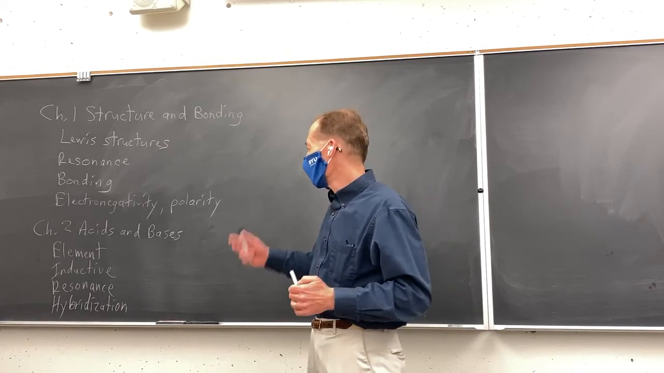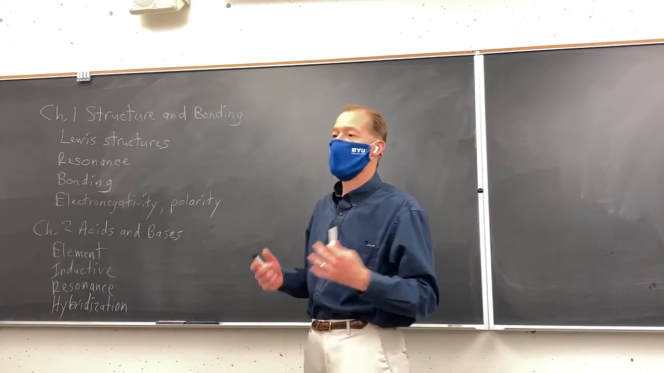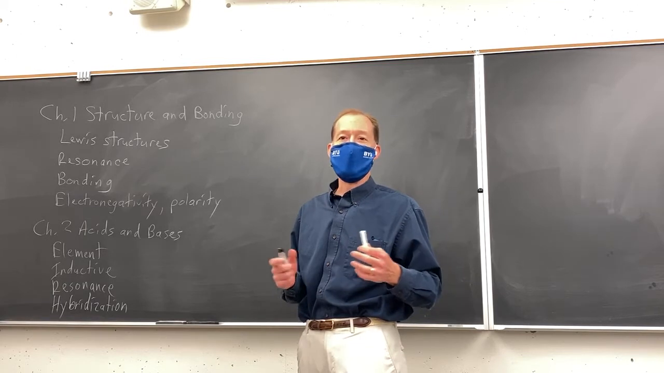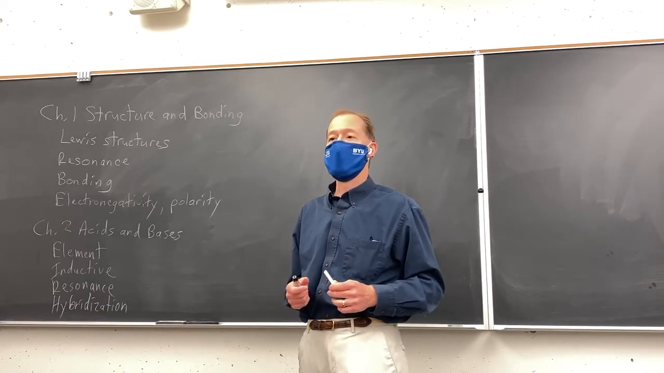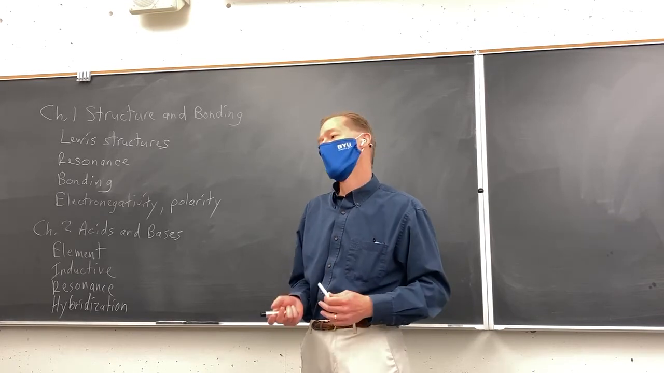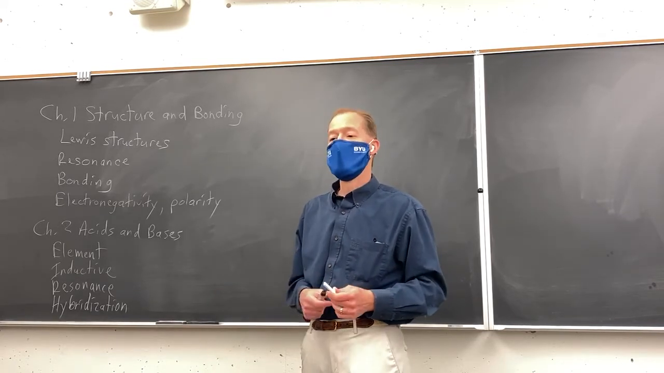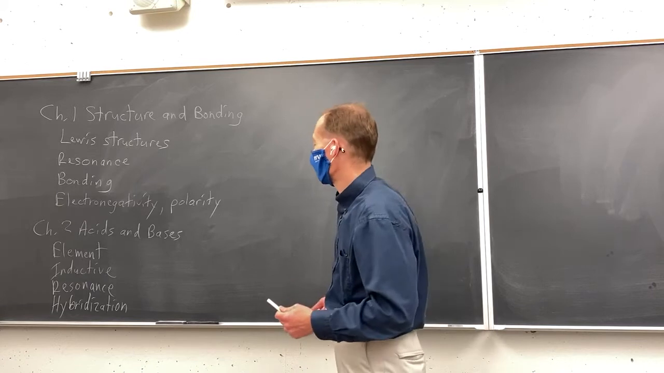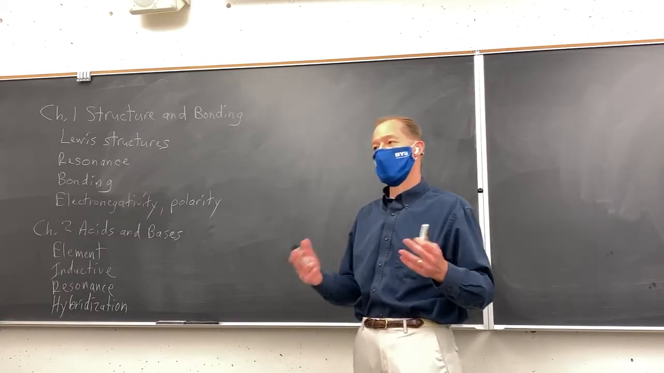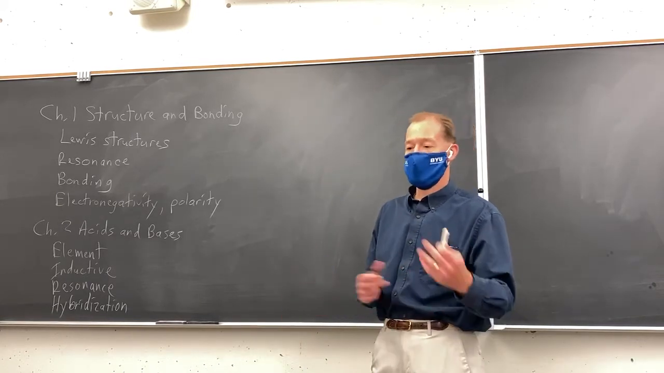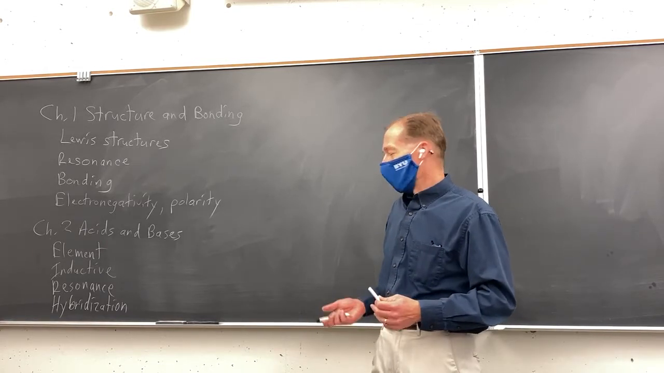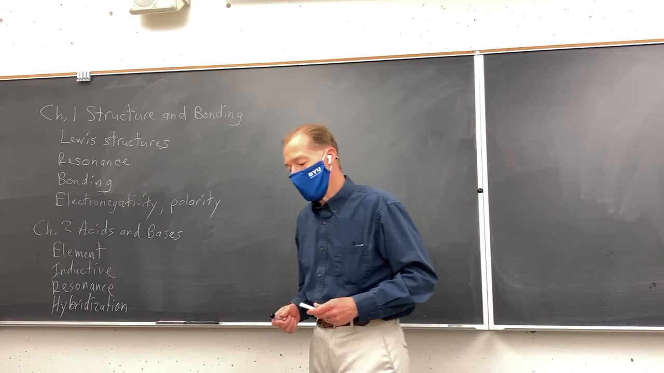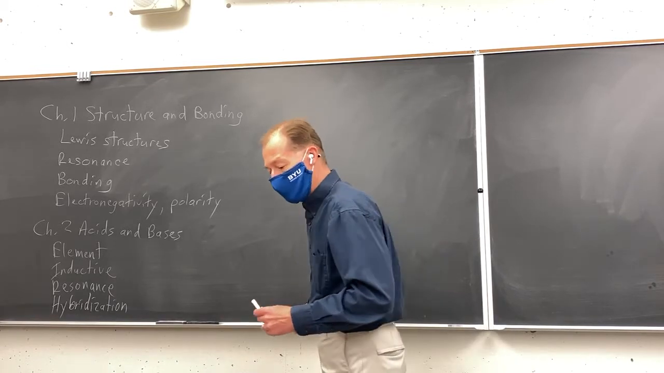Another key topic in this chapter that I'm not writing up here is the different definitions of acids and bases: the Bronsted-Lowry definition, defined in terms of protons, proton donor, proton acceptor, and then the Lewis acid-base definition, Lewis acids being electron pair acceptors, Lewis bases being electron pair donors. Okay, so Chapter 2, again, one that we should be pretty familiar with.